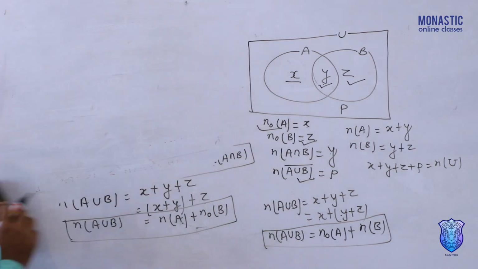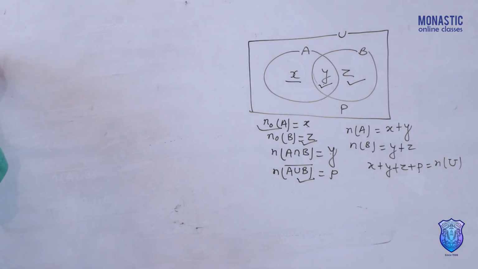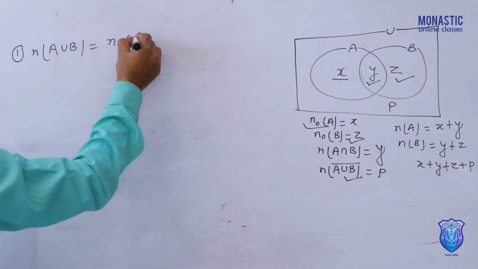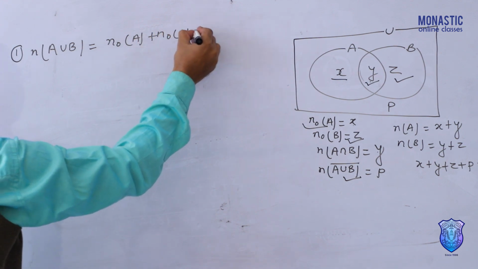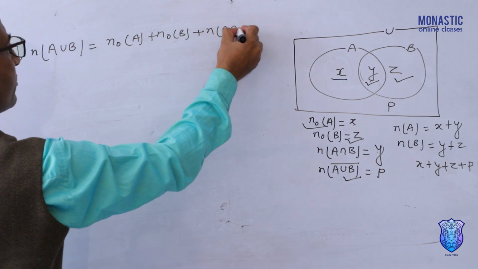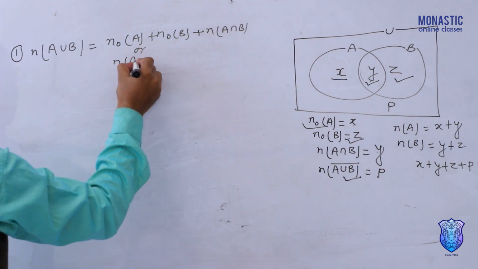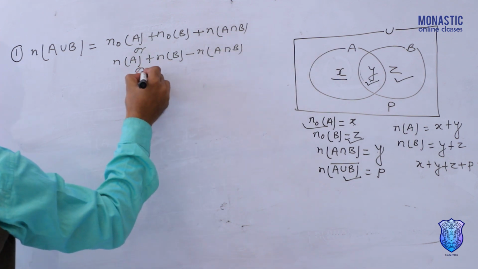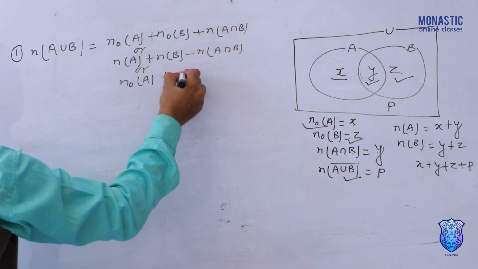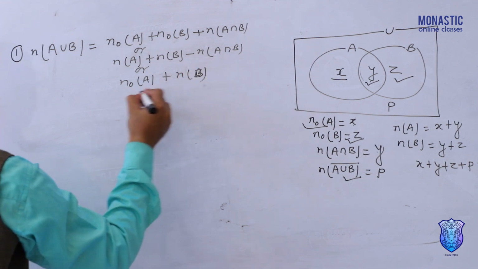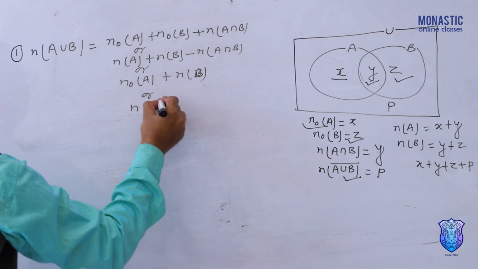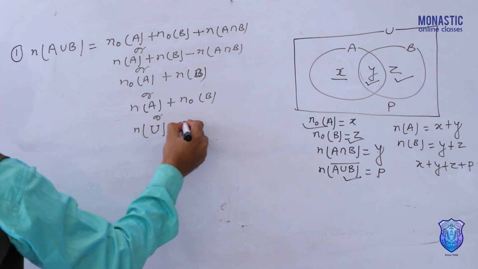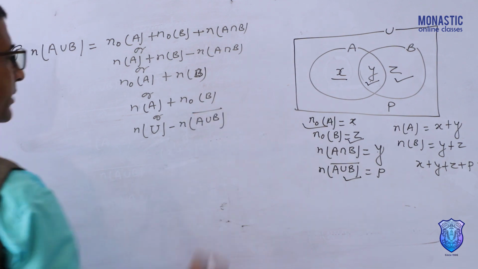So we have written the formulas of number of A union B. The first formula: number of only A plus number of only B plus number of A intersection B. The second: number of A plus number of B minus number of A intersection B. The third: number of only A plus number of B. The fourth: number of A plus number of only B. And the fifth: number of universal minus number of A union B complement.